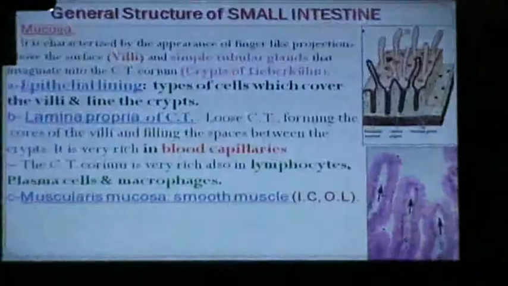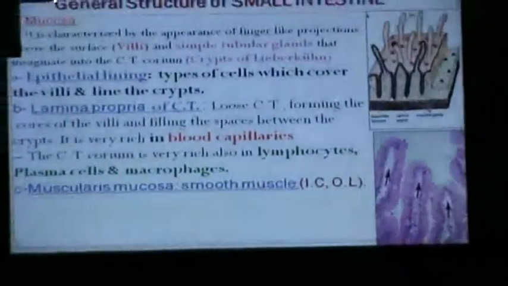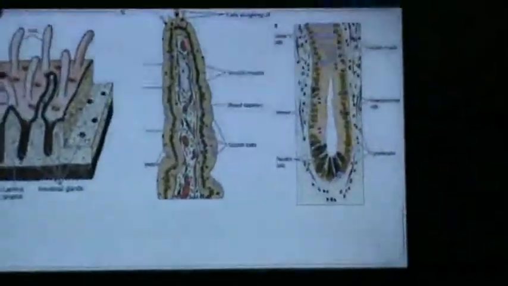I will find finger-like projections called intestinal villi. At the base of the villi, they form invaginations called intestinal crypts or intestinal glands, which I named before as the crypts of Lieberkühn. So I have two structures characteristic for the mucosa of the small intestine: projections above the surface, the villi, and invaginations deep into the lamina propria, the intestinal glands, or crypts of Lieberkühn.